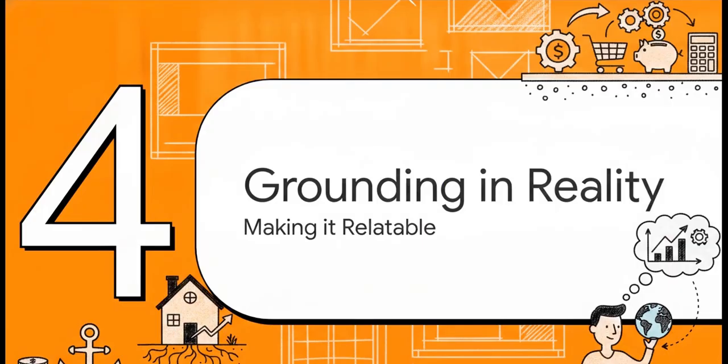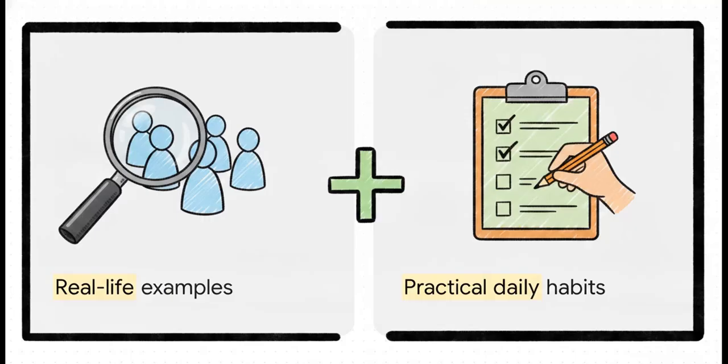All right, Section 4, Grounding in Reality, Making it Relatable. To really anchor the advice, the script has to inject relatable real-life examples and pair them with highly actionable, practical money habits. Think about how important this distinction is for a second. Real-life examples provide the proof, right? They show the viewer that someone exactly like them has actually used a budgeting tip to save money. But the practical money habits, those provide the daily execution.